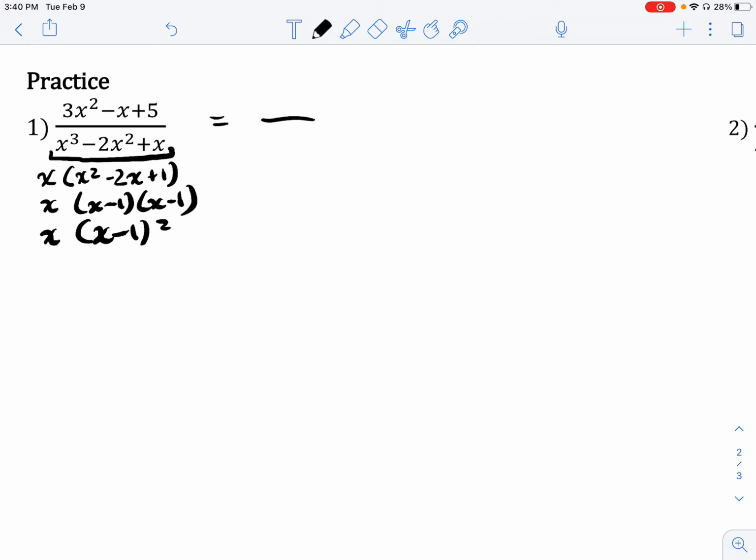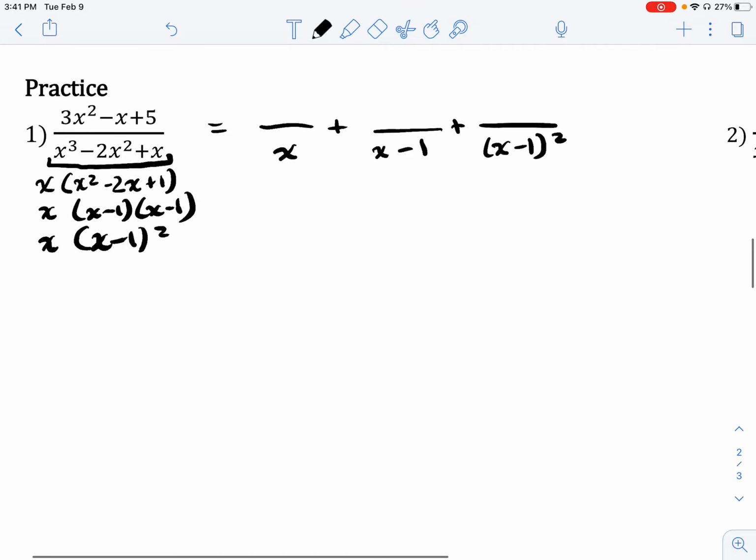So what we're going to do now is create three different fractions here. We know it's going to be the sum of three fractions. Well, what are in their denominators? The first denominator is going to have our first factor x. Our second fraction is going to have x minus 1. And our third fraction, instead of just another x minus 1, we want the higher degree power for this one, x minus 1 to the second power.